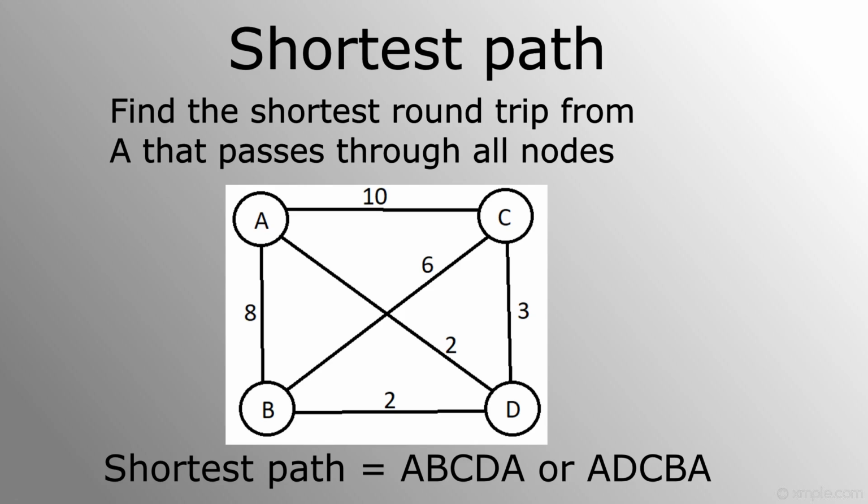The shortest path is from A, then B, then C, then D, then back to A. Or from A, then D, then C, then B, then back to A.